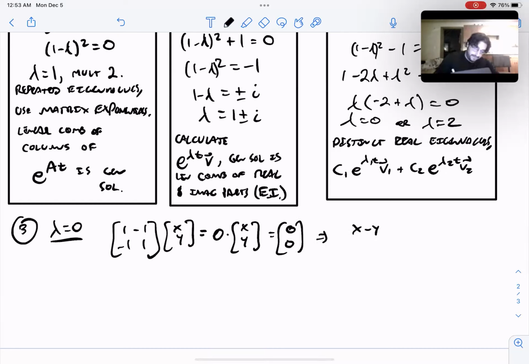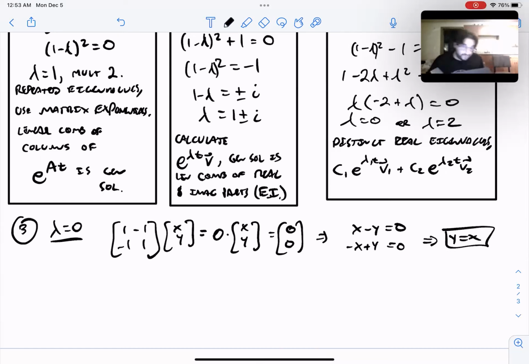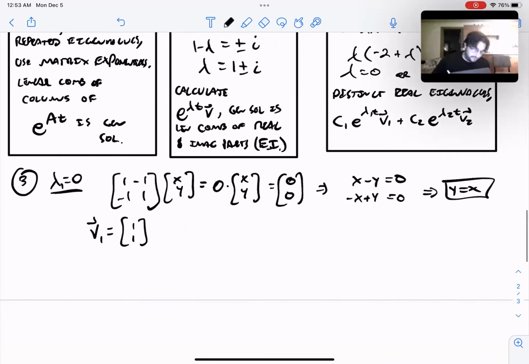So this tells me that I want x minus y to equal 0, and I want minus x plus y to equal 0. So we just need that y equals x, right? Those two equations are the same. So a perfectly good, let's call this lambda 1, is our first eigenvalue. A perfectly good eigenvector would be (1, 1), because I just need anything where y equals x, right? Then lambda 2 equals 2.